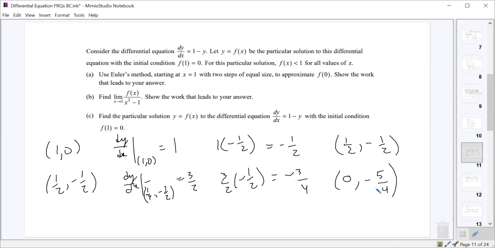So 2 points there, 1 for the first step, 1 for the second step. Everybody good with part A? Euler's method within these differential equations, if you're lucky enough to get one, should be pretty straightforward. Just got to do the arithmetic.